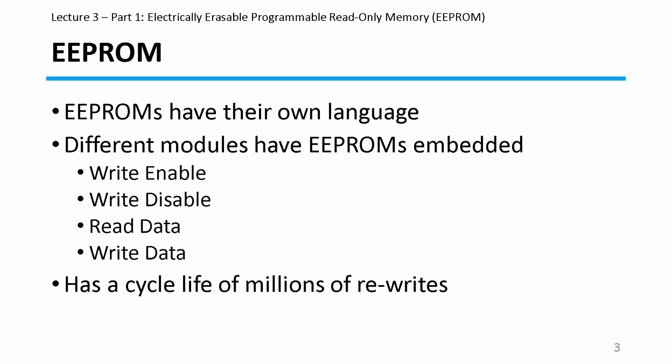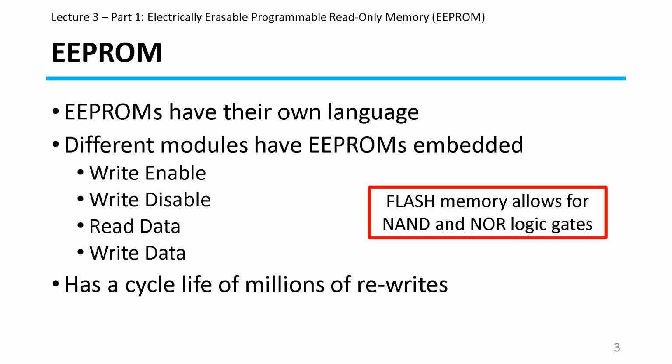They sort of enable or disable writing off that SD card itself. And generally, EEPROMs have a life cycle of a million rewrites, which means you can rewrite the data inside the EEPROMs millions of times before they go out of life. As we mentioned before, flash memory is derived from EEPROMs, and the big difference is flash memory allows the use of NAND gates and NOR logic gates, whilst EEPROMs only use AND and ORs.